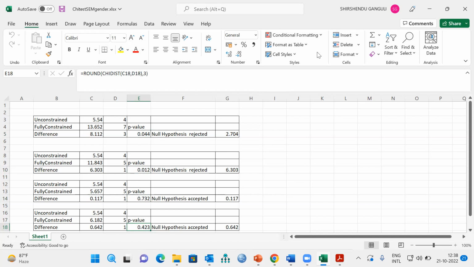Sir, here the moderator is a categorical variable. What if it is a scale variable? Moderator is generally always a categorical variable only, where you are talking about multi-group analysis. A scale variable cannot be a moderator. Moderator is what? How are the two groups differing?